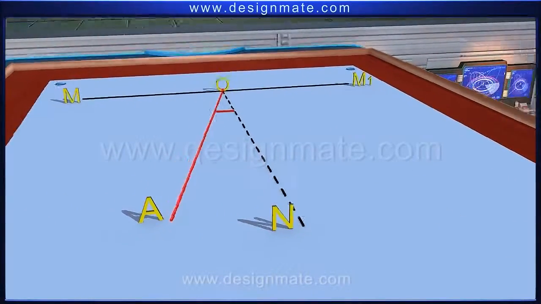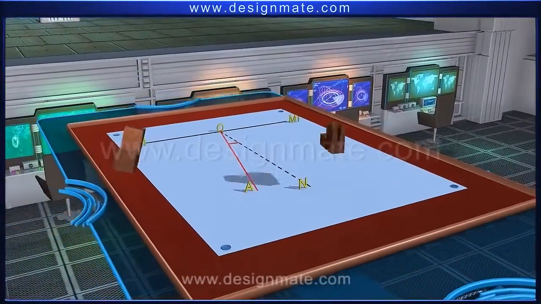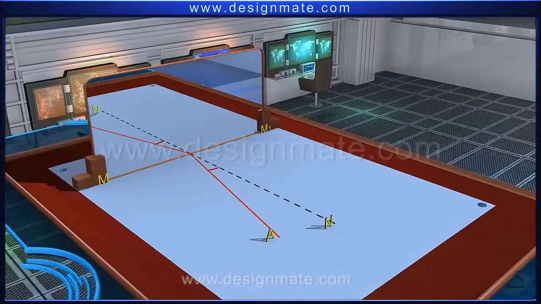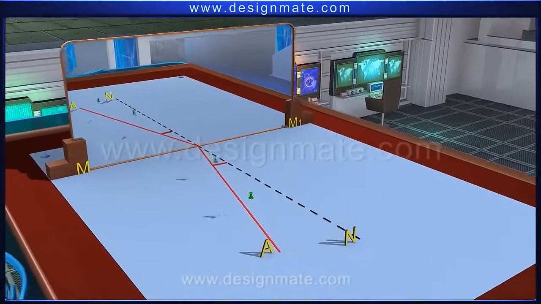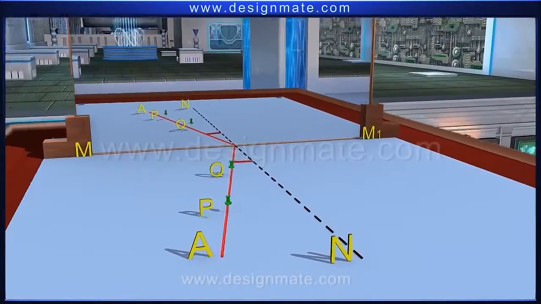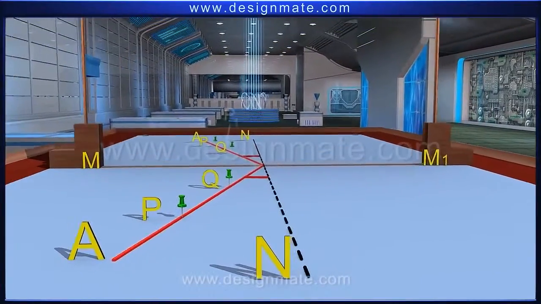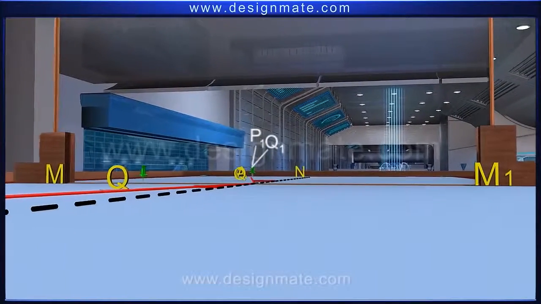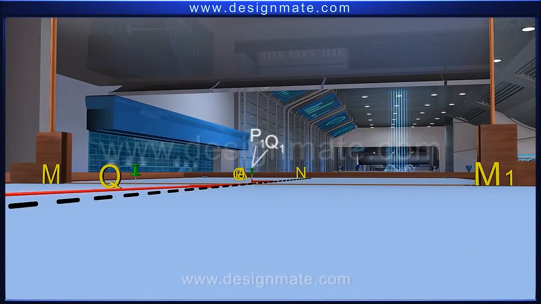Now, with the help of a stand, place vertically a smooth plane mirror on line MM1. Fix 2 pins, P and Q, upright on the ray AO. Observe the images P1, Q1 of P and Q from the other side of the normal in such a way that both of them lie on the same line.